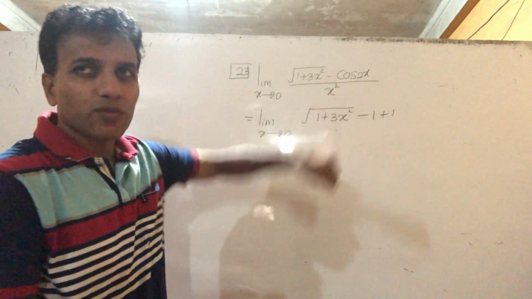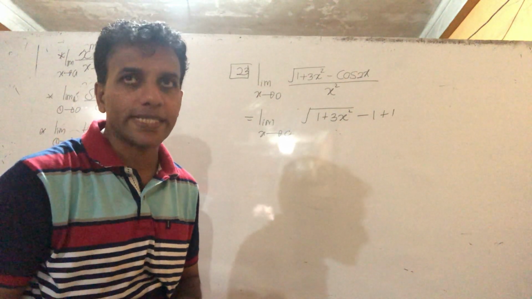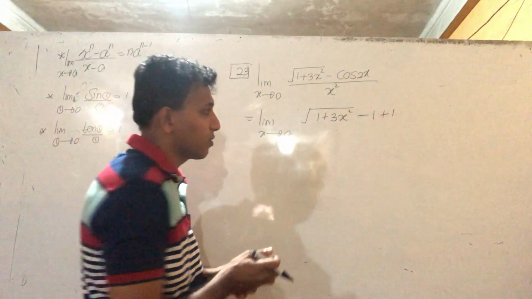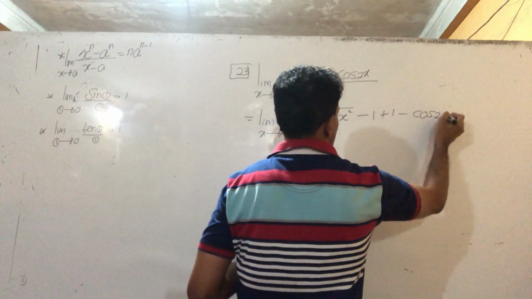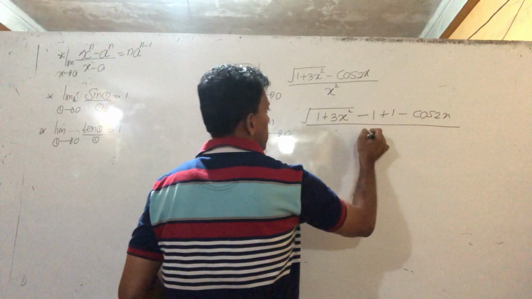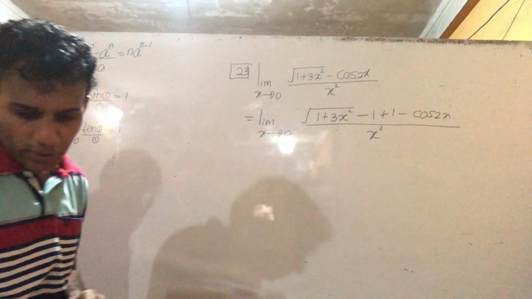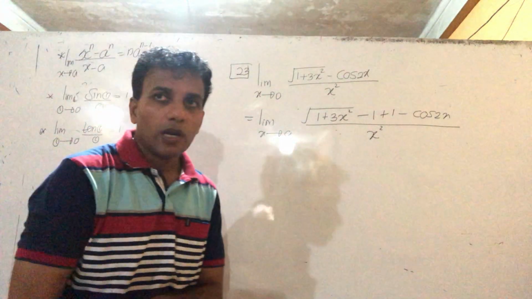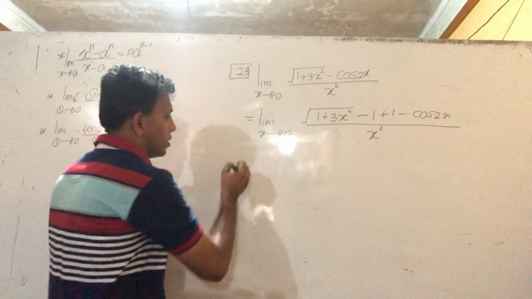Otherwise write cos 2x, what is cos 2 theta? 1 minus 2 sine square theta. That's what I am rearranging here. And minus cos 2x over below x square. Okay, numerator over x square. Now I write this limit problem in two parts.